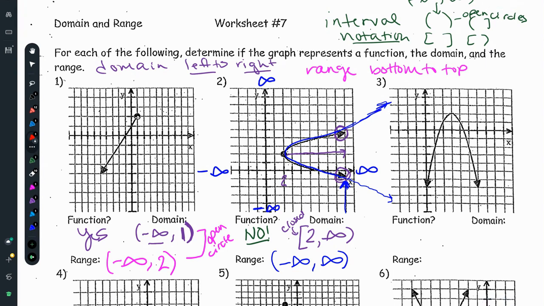For number 3, if we look at our vertical line test, yep, we're all good. A vertical line touches the graph only once, no matter where we put it. So yes, this is a function.